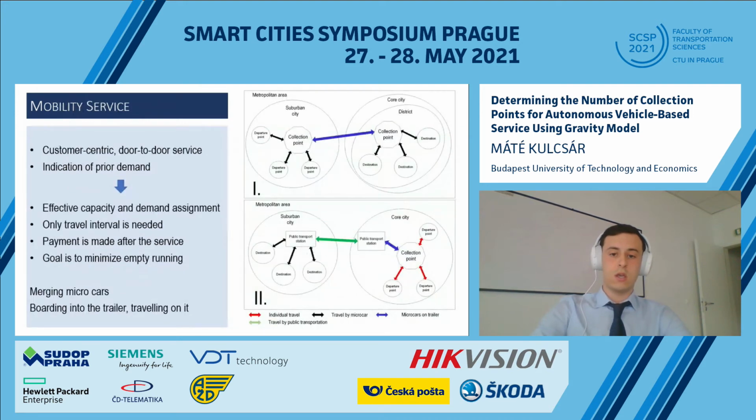The proposed mobility service provides door-to-door transfer. It is a suburb commuting service. Microcars, which are coming from the different parts of the city, board the trailer at the collection point, and they get off the trailer at the distribution point near their final destination, from where they make the last kilometers on their own.